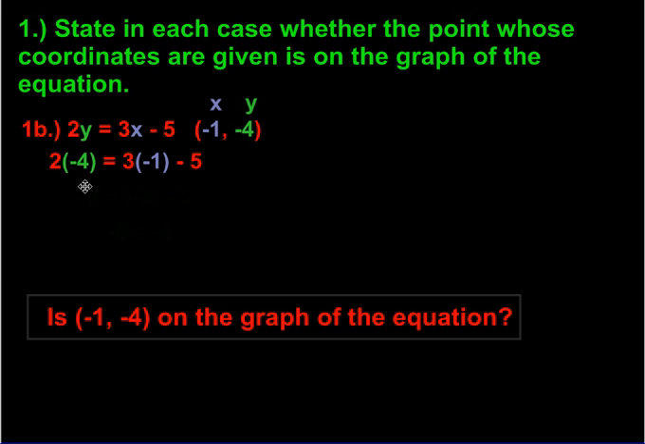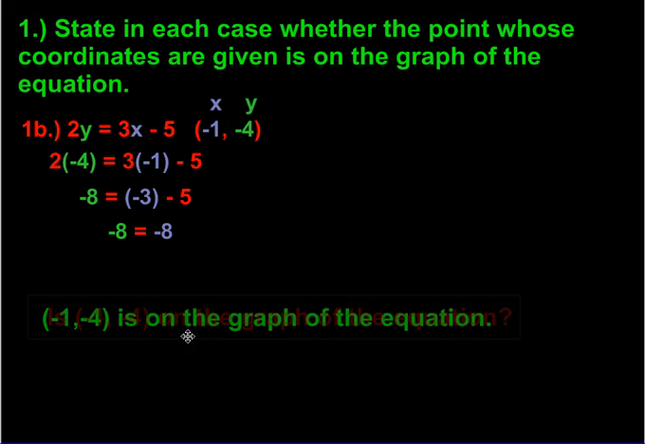We've got negative 4 times 2. That's going to give us negative 8. 3 times negative 1 is going to give us negative 3 minus 5. Of course, when you have two negatives, you're going to add them but keep the negative. And so it works out to be negative 8 equals negative 8. They do match, and so the answer to is negative 1, negative 4 on the graph of the equation is yes, it is on the graph of the equation.